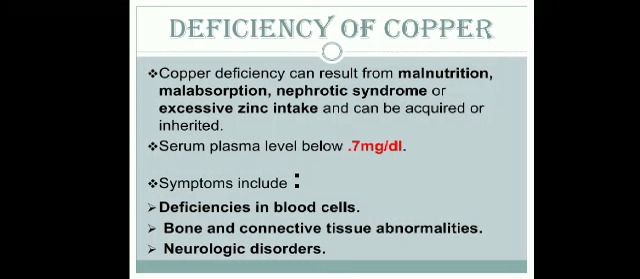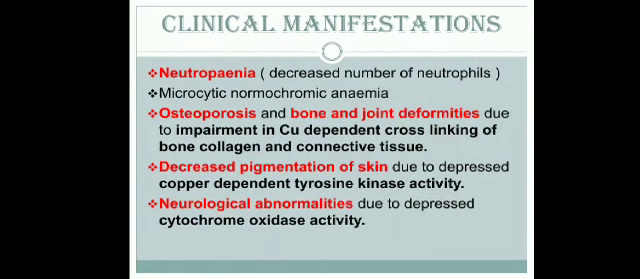Now copper is said to be deficient in our body when the serum plasma level of copper goes below 0.7 milligram per deciliter. The symptoms include deficiencies in blood cells as it affects the bone marrow, and bone and connective tissue abnormalities as it affects the cross linkages in elastin and collagen, as well as various neurological symptoms, as copper is very essential in the functioning of the central nervous system.